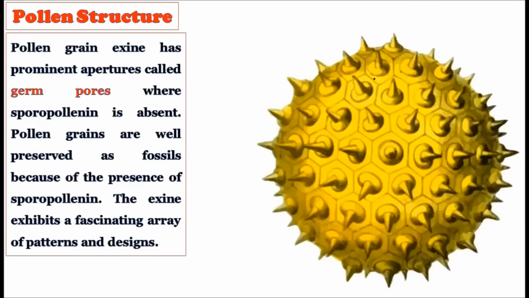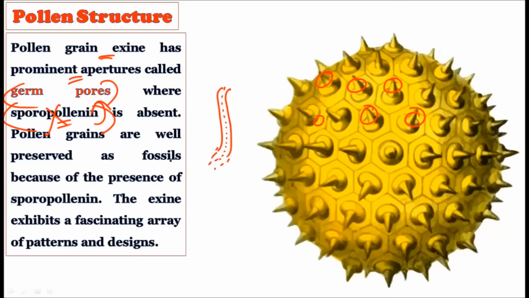Okay, now consider this. The pollen grain's exine has a prominent aperture which is called the germ pore, right? We have discussed it, where the sporopollenin is absent. Wherever there is a germ pore on the outer layer of the exine in the pollen, you will find there is an absence of sporopollenin, and that is why it breaks during the germination of the pollen grain. During germination, the pollen tube is formed and comes out of the germ pore.